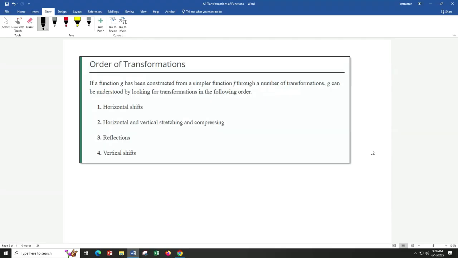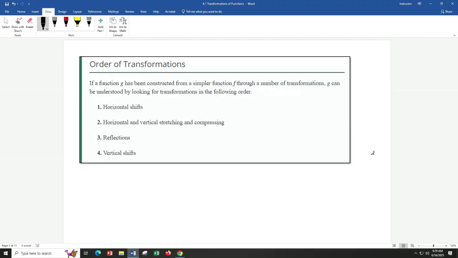Horizontal shifts, left or right. Horizontal, vertical stretching and compressing. That's what's happening inside the function, right? If you're dealing with square roots, where's the x at? A lot of your compressing is going to happen with square roots, cube roots. That's going to be your compressing. Or like the one we just saw. The stretching and compressing happens a lot with your functions that aren't contained within something.